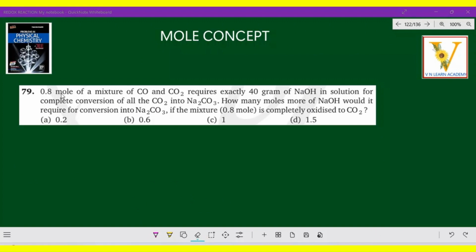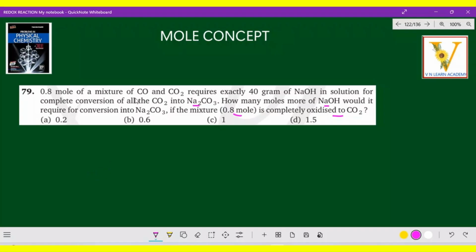The next question: 0.8 mole of a mixture of carbon monoxide and carbon dioxide requires exactly 40 gram of sodium hydroxide in a solution for complete conversion of all the carbon dioxide into sodium carbonate. How many moles more of sodium hydroxide would it require for complete conversion into sodium carbonate if the 0.8 mole mixture is completely oxidized to carbon dioxide?